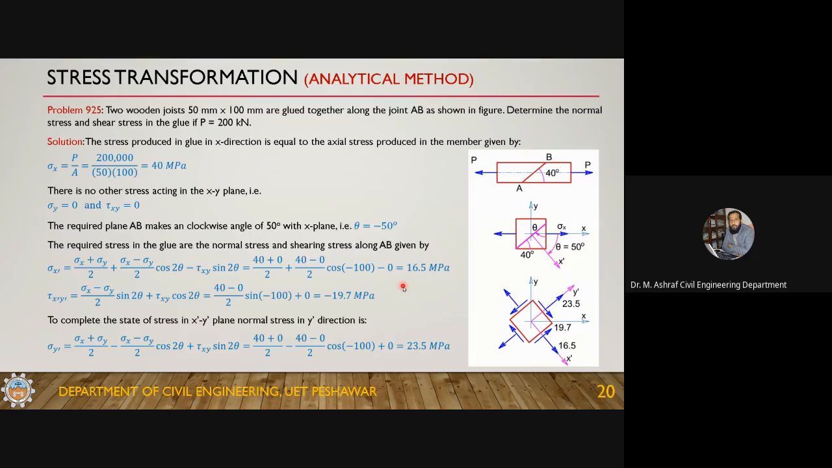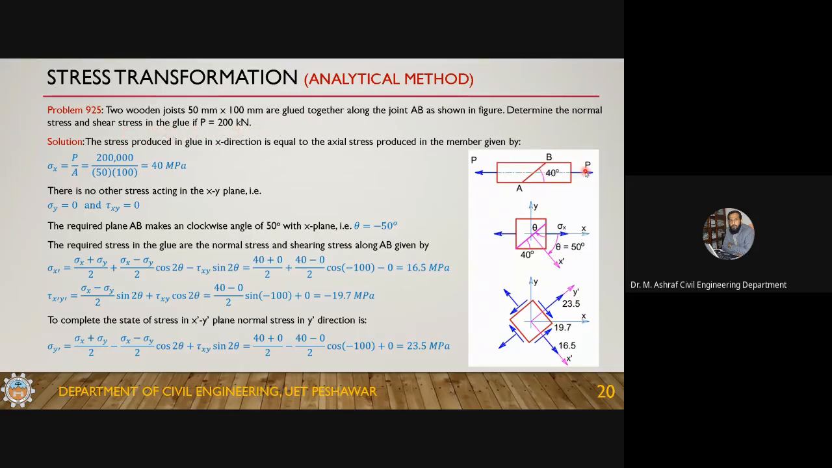Now let's do some problems. We also solved some examples. These are the problems from your book. Problem 9.25: two wooden joists 50 mm by 100 mm are glued together along the joint AB as shown in the figure. Determine the normal stress and shear stress in the glue if P is 200 kilonewton.